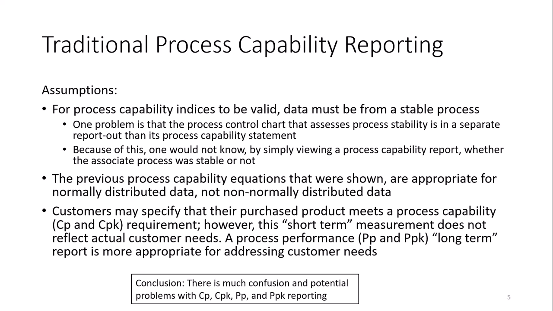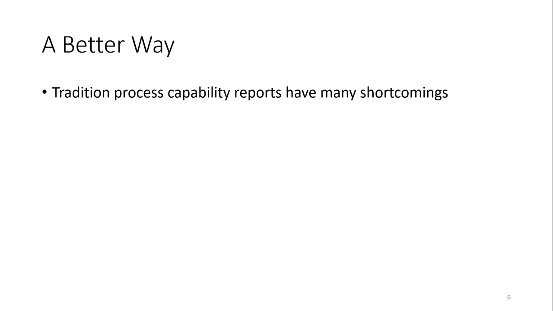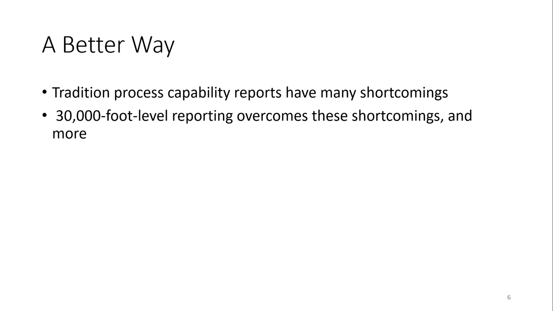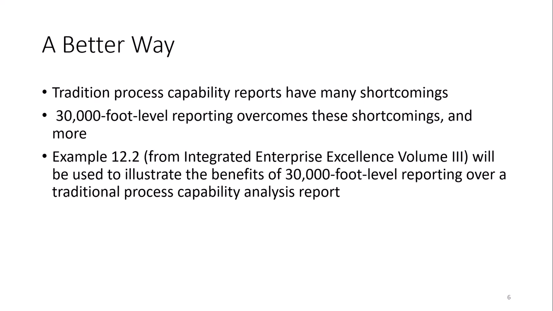Conclusion: there is much confusion and potential problems with CP, CPK, PP, and PPK reporting. A better way. Traditional process capability reports have many shortcomings. 30,000 foot level reporting overcomes these shortcomings and more. Example 12.2 from Integrated Enterprise Excellence Volume 3 will be used to illustrate the benefits of 30,000 foot level reporting over a traditional process capability analysis report.